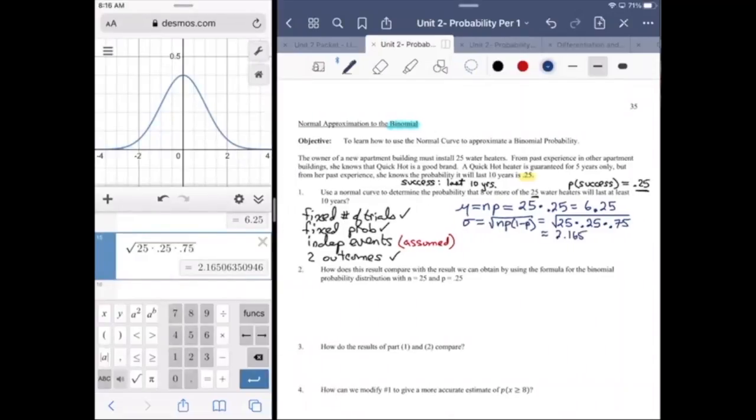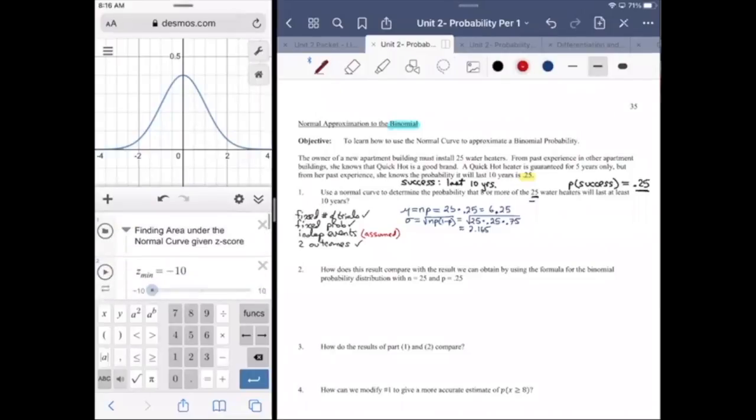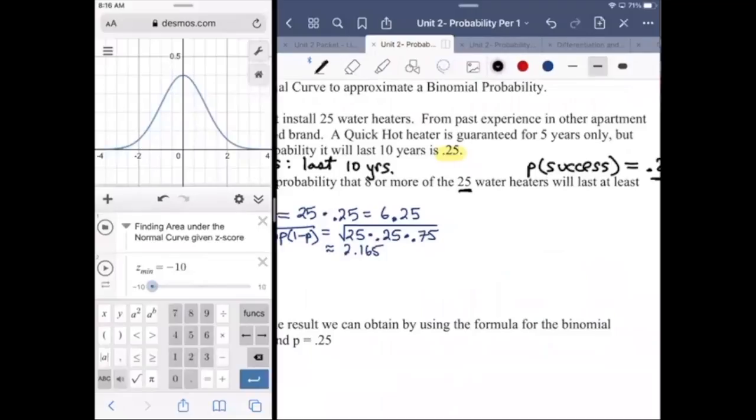So then we just have to apply our normal distribution techniques to come up with our probability. That's going to be super easy, barely an inconvenience. The reason why is because we have the ability to do that using Desmos. So we're asked to determine the probability that X is going to be greater than or equal to 8. We need a z-score that corresponds with that. So the z-score is going to be z equals 8 minus 6.25 over 2.165.